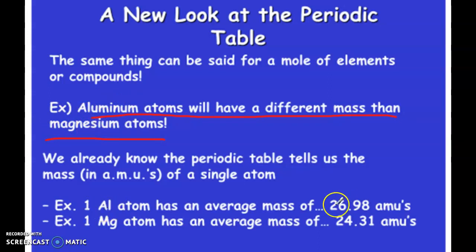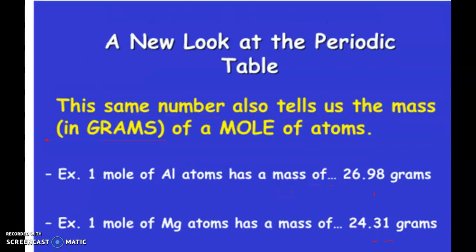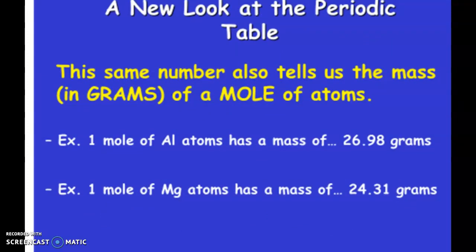So 1 aluminum atom is approximately 26.98 atomic mass units. The symbol is a little u. We've seen this already when we looked at average atomic mass. 1 magnesium is 24.31 atomic mass units. They weigh differently. If I compare that to hydrogen, hydrogen was approximately 1.01, much lighter than either of those other two. So every element on the periodic table has its own unique mass. That mass on the periodic table is now going to be referred to as our molar mass.